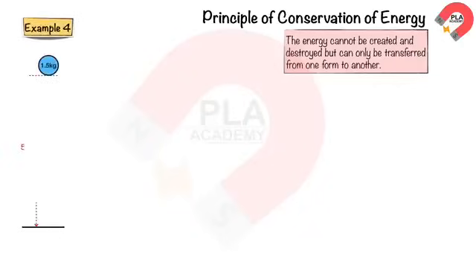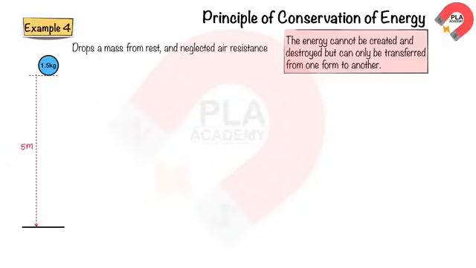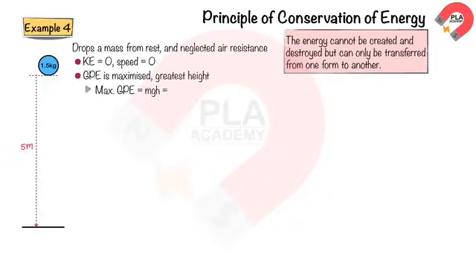For example, let's consider a mass of 1.5 kilograms that is dropped from rest to the ground from a height of 5 meters, neglecting air resistance. At the initial position, the mass has zero kinetic energy due to its zero speed, while gravitational potential energy is maximized at the greatest height. The maximum gravitational potential energy is mgh, which equals 1.5 times 9.8 times 5, which is equal to 73.5 joules.